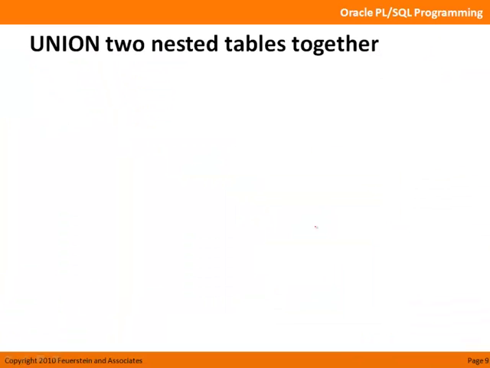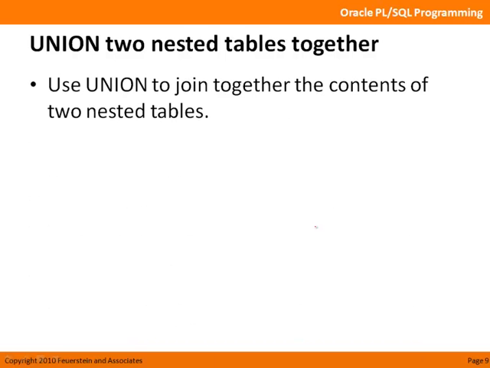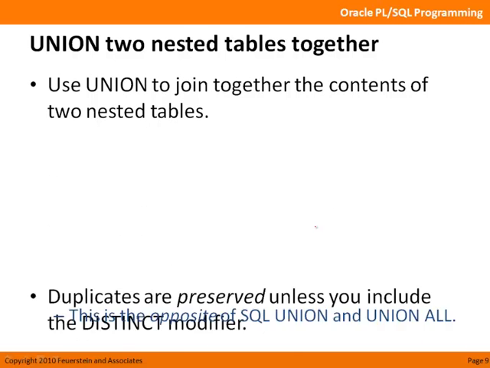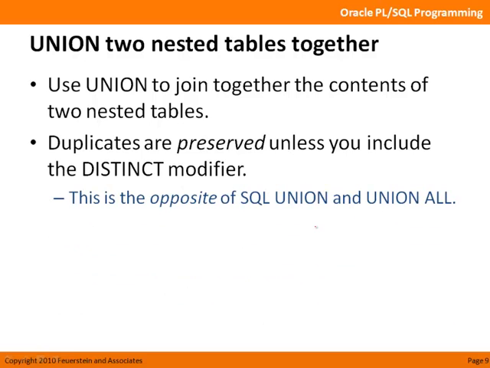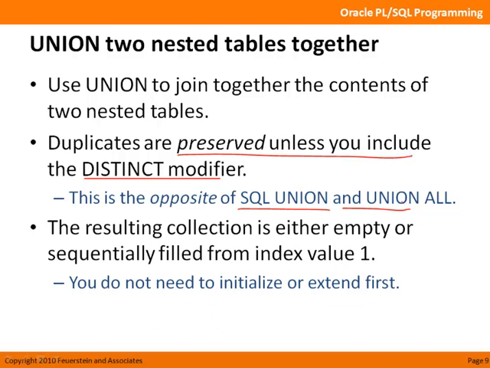Without having you doing the looping process, the algorithm, to determine it. All right, let's take a look at the high-level set operators, and then we'll be done. So union two nested tables together. Just like SQL has a union, nested tables have a multiset union. The difference with multiset union is that duplicates are preserved unless you include the distinct modifier. That's the opposite of the SQL union and union all. And whenever you perform a multiset union, the resulting collection is either empty or sequentially filled from index value 1. Also, you do not need to initialize or extend first.